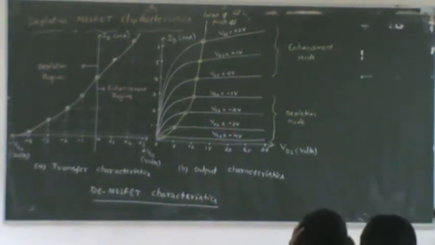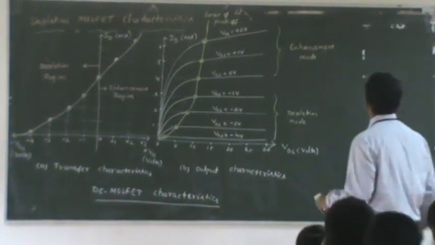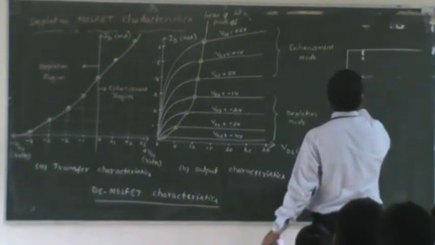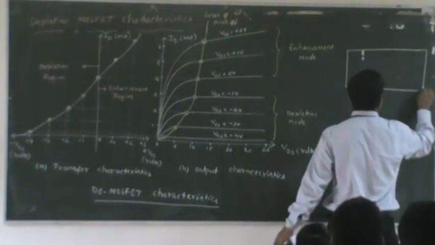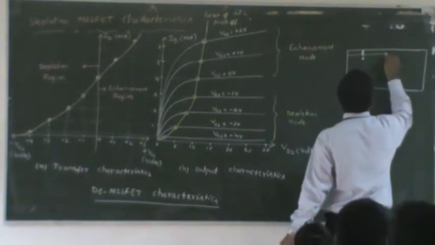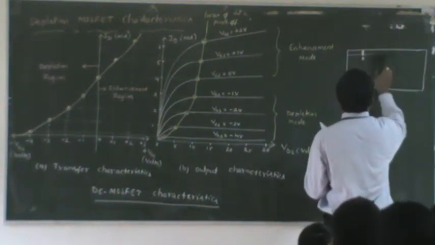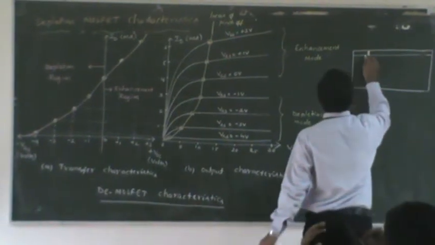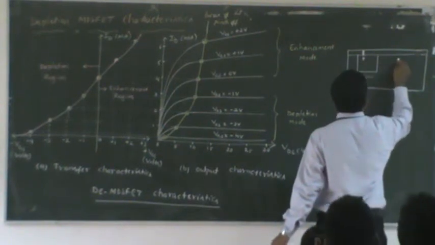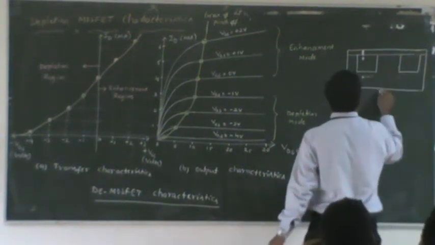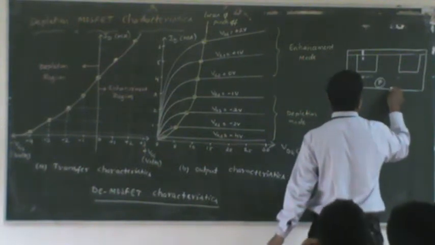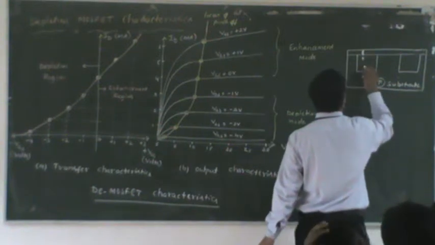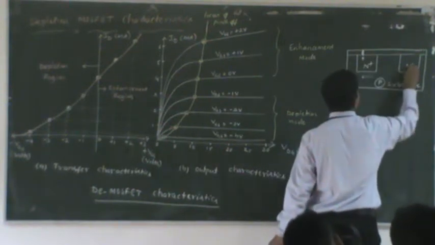So go through this. For your reference, I will draw the device again. This is an N-channel depletion MOSFET: a P-type substrate with two N plus regions.